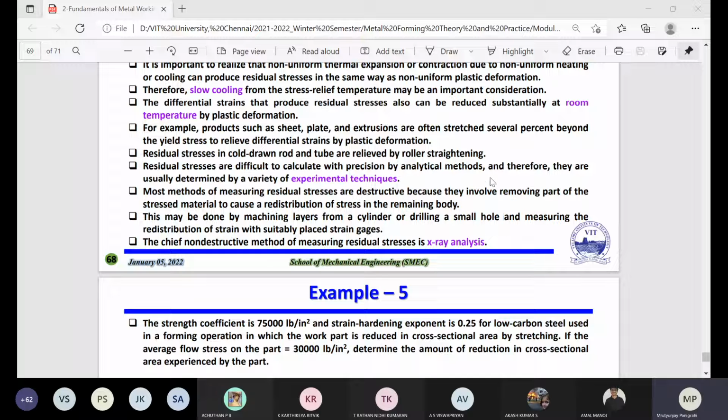Next part, what is it asking? Determine the amount of reduction in cross-sectional area. So that means you can make an equation which is linked to epsilon, and reduction means A0 and AF. If an equation is there, epsilon equal to something A0 and AF, then you can take that equation.